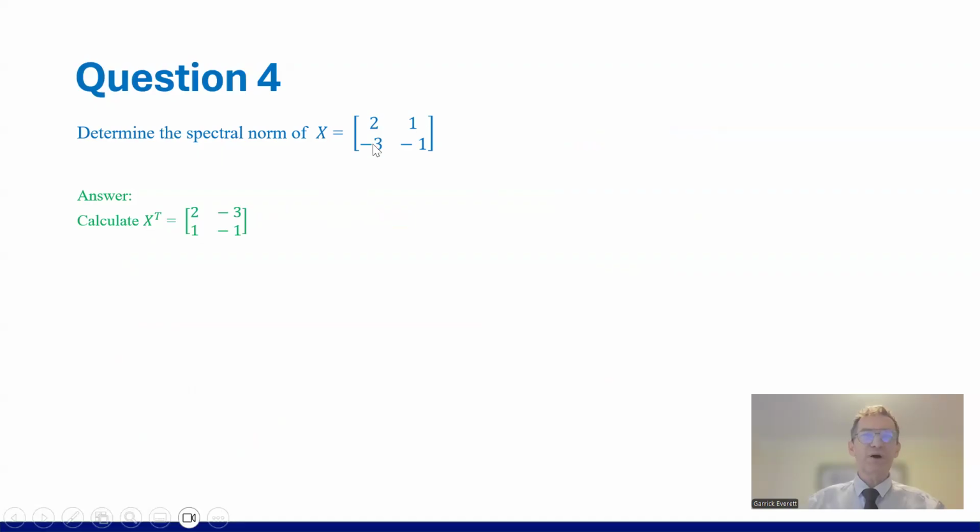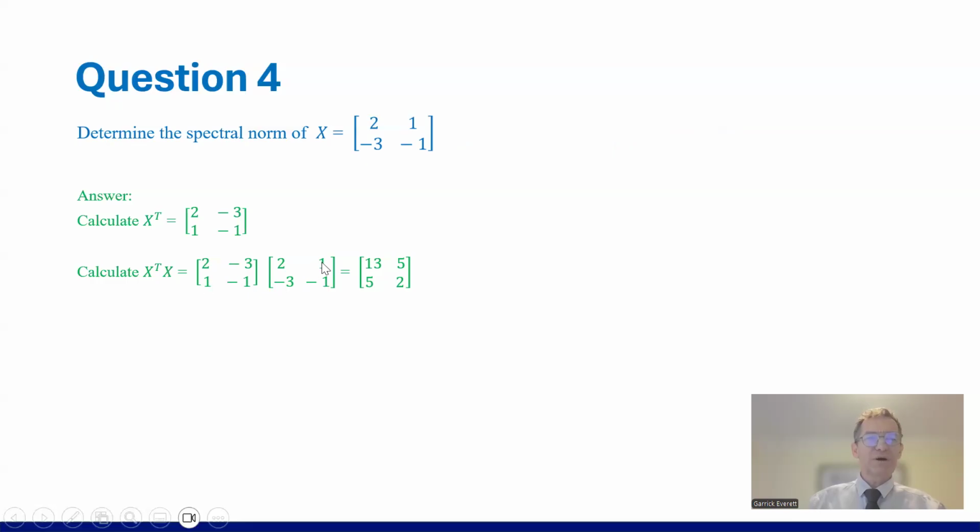We're just going to swap the 1 and the minus 3. That's pretty easy. Then we're going to do a multiplication, x transpose x. So that matrix multiplied by the original. So 2 times 2 is 4, plus minus 3 times minus 3 is 9. 4 plus 9 is 13. 2 plus 3 is 5. And then 1 times 2 plus minus 1 times minus 3 is 5 again, which you would expect.